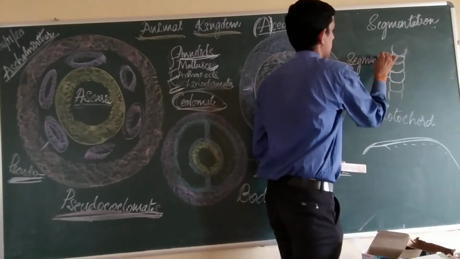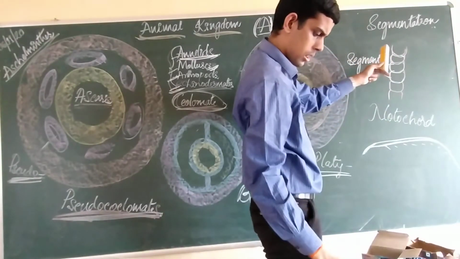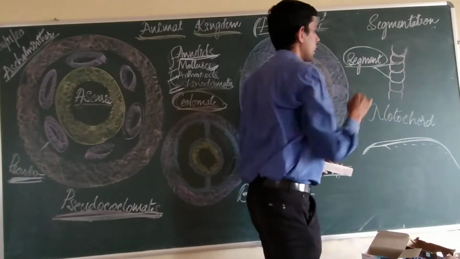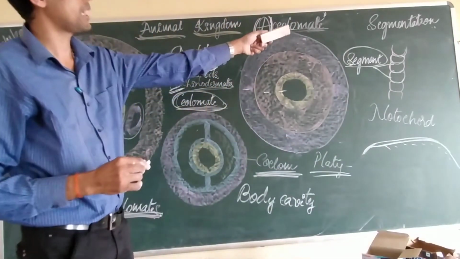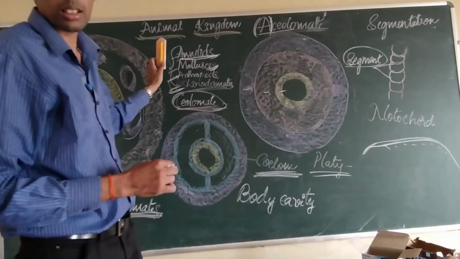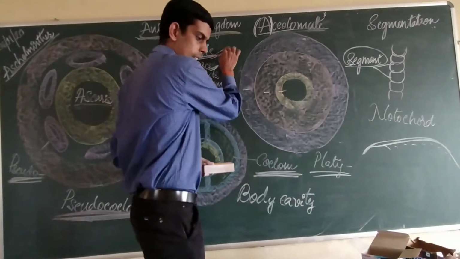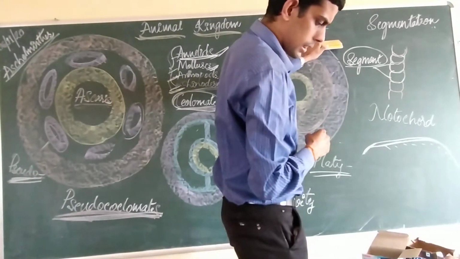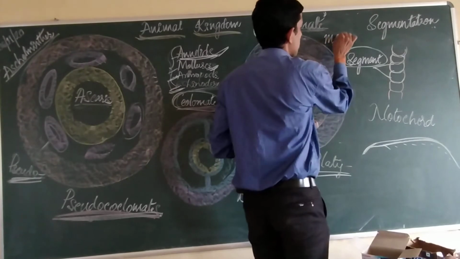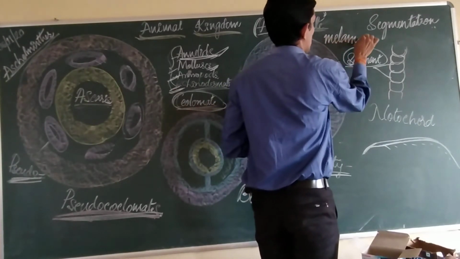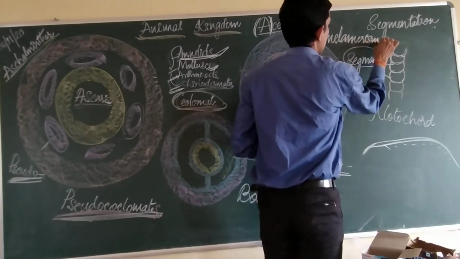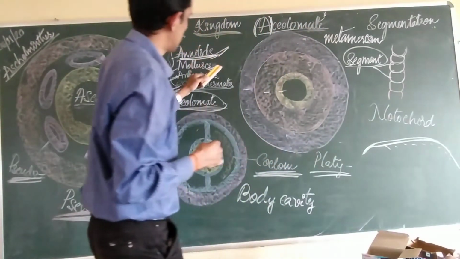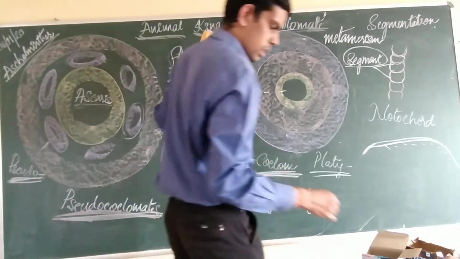So each repetition of their body parts, or at least of some organs, is called a segment, right? An example for segmented animals is the annelids. And here the phenomenon of segmentation is called, very important from your exam point of view, metamerism.